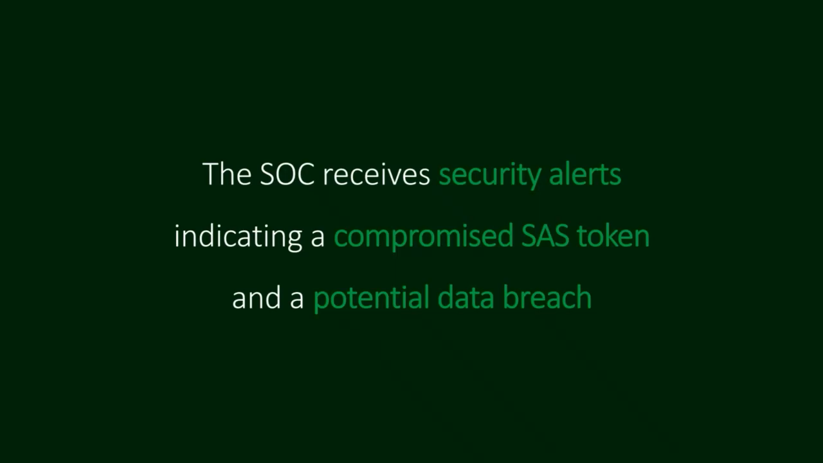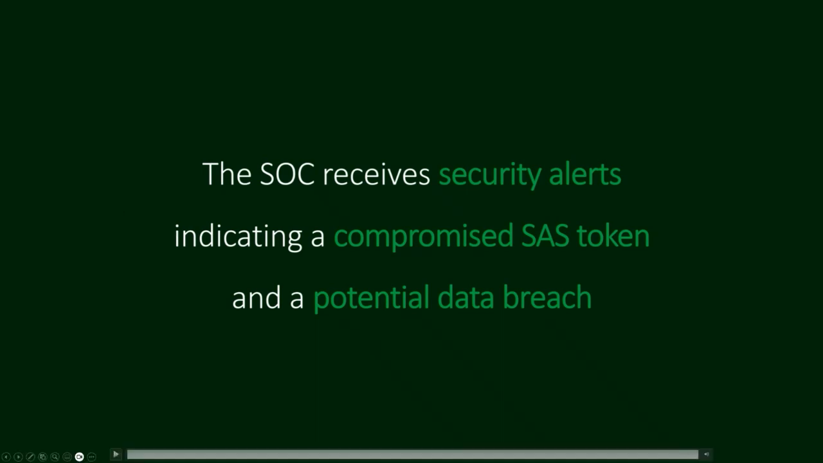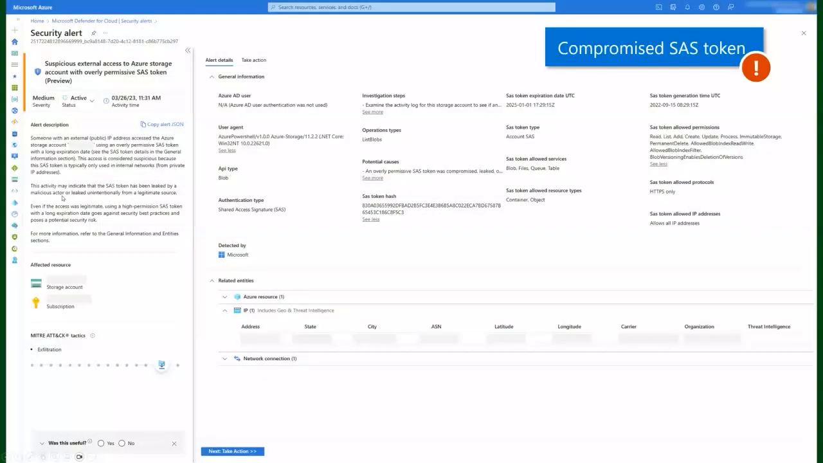Now, in this case, the SOC is going to receive security alerts that are indicating a compromised SAS token and a potential data breach. So in our example, we can see that the SOC will receive a security alert that is going to say, hey, you have a SAS token, it's overly permissive, and something very strange happened with it, and it was used in a way that is almost never used, and we're pretty sure that it's either leaked or compromised.